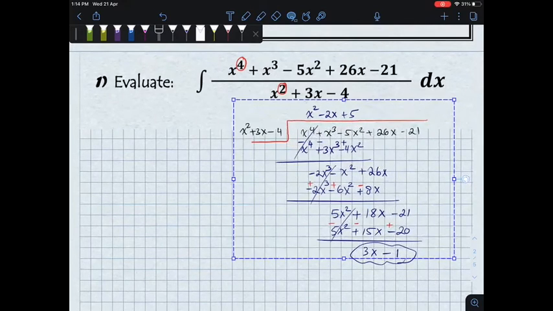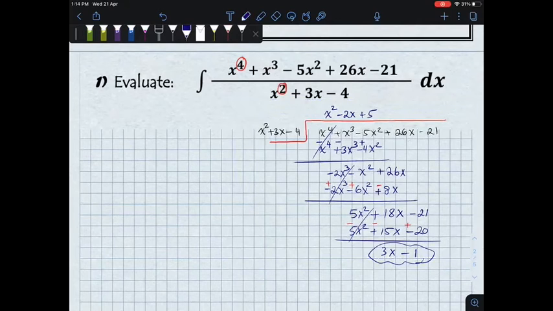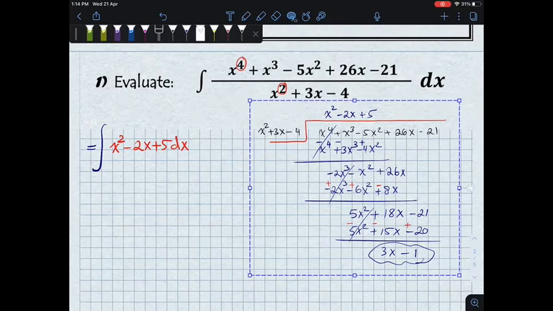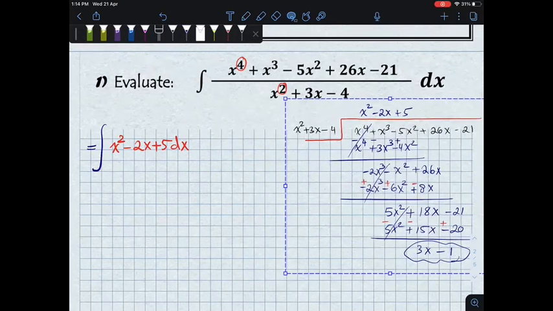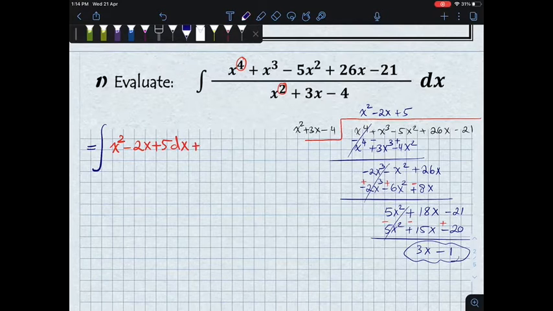The step of long division equals the integral of the quotient, which is x squared minus 2x plus 5 dx. We will integrate it separately, and plus the integral of the other part, which is the remainder 3x minus 1, all over the divisor, which is x squared plus 3x minus 4 dx.